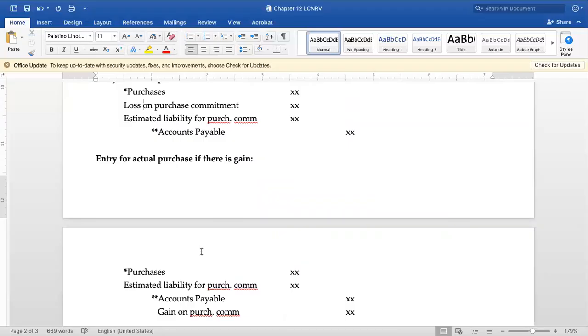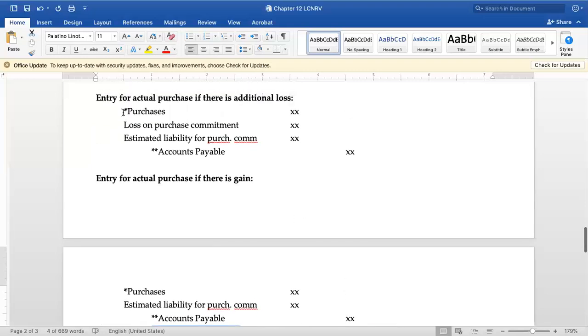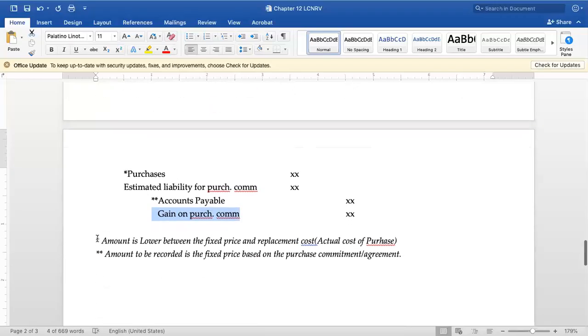What if there is a gain on the actual purchase? So what is the entry? You debit purchases, same. You credit estimated liability for purchase commitment, you credit accounts payable, then you credit gain on purchase commitment. So let's look into the asterisks. You have asterisks for purchases and for accounts payable. So the first asterisk: the amount of purchases is equal to the amount lower between the fixed price and the replacement cost.